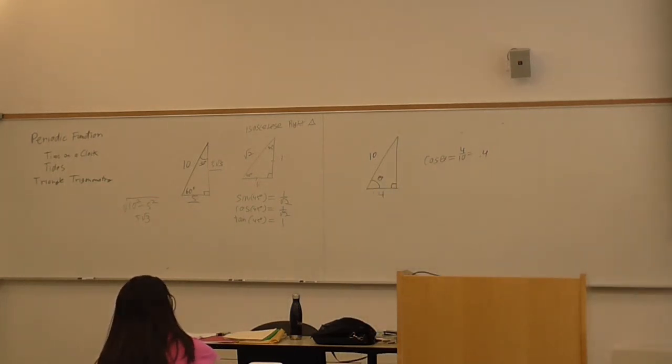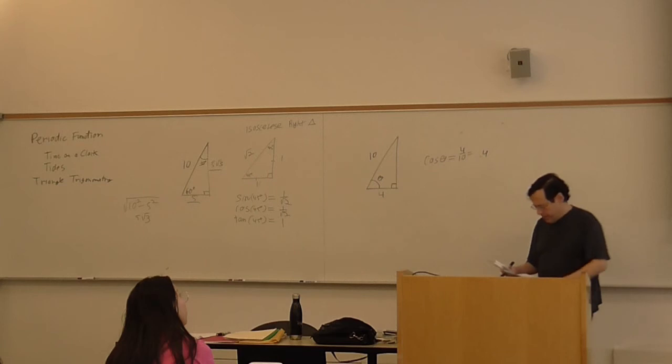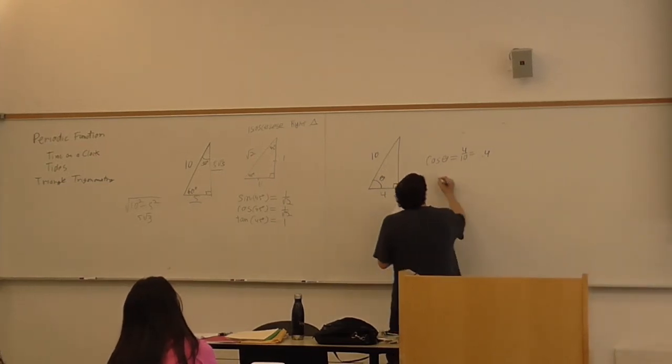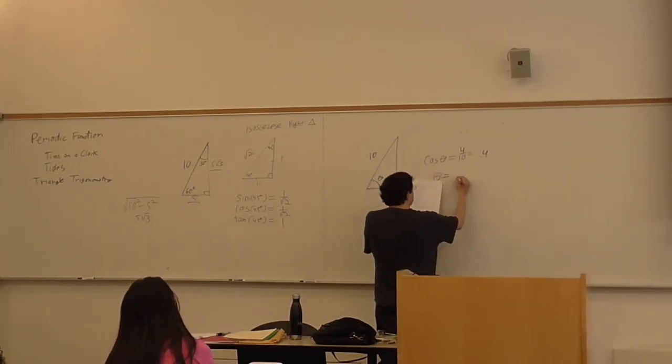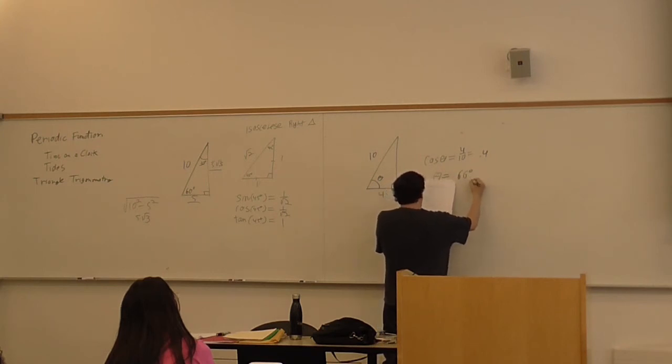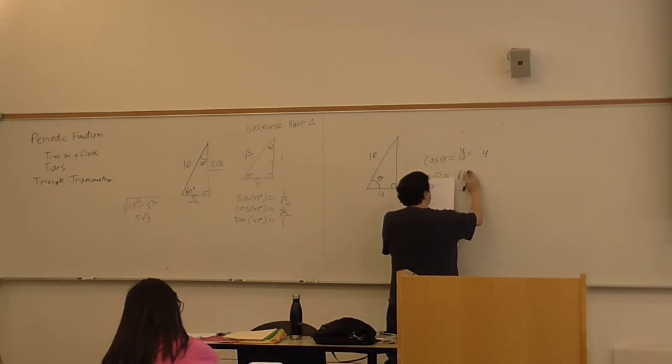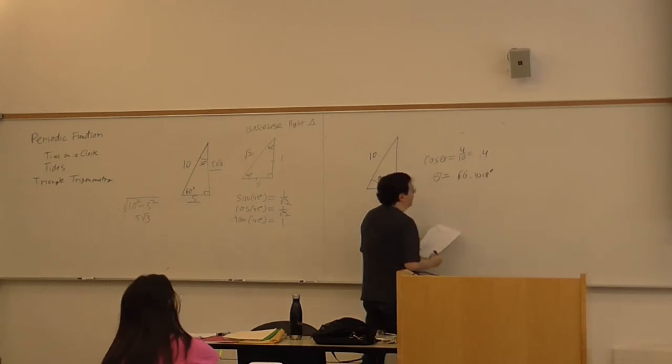Here in my calculator, I have inverse cosine. So I can get my inverse cosine and plug in 0.4. And I'll find out that theta is 66.42182 degrees. Okay.